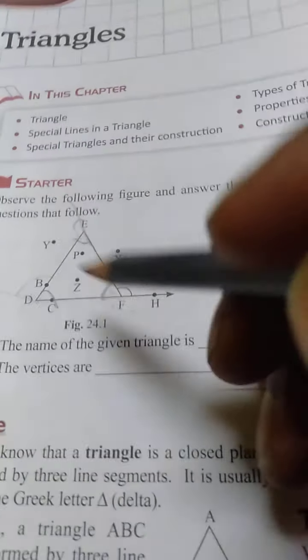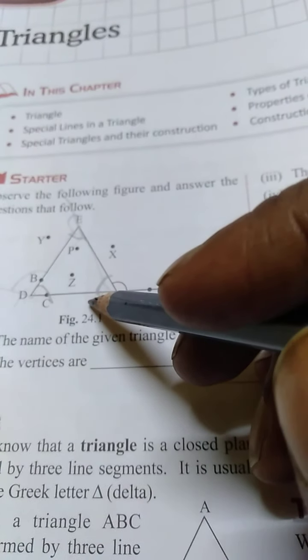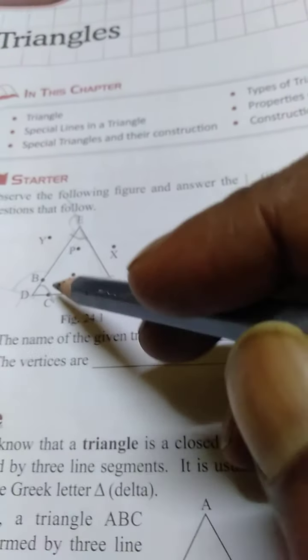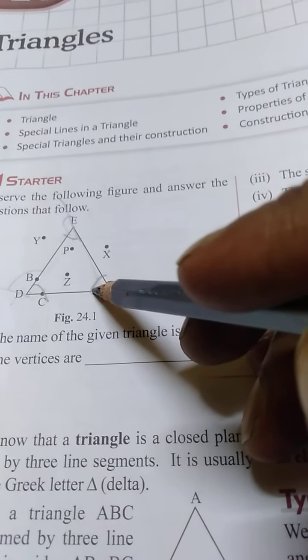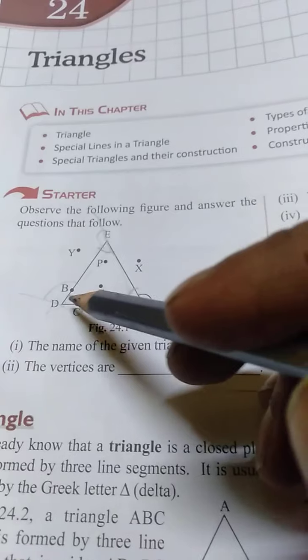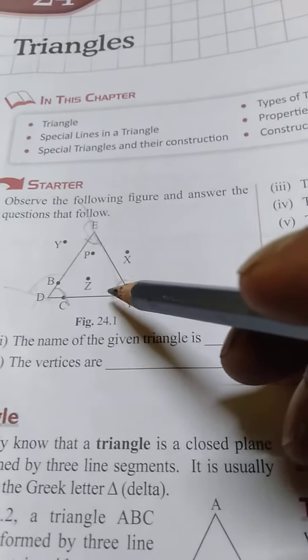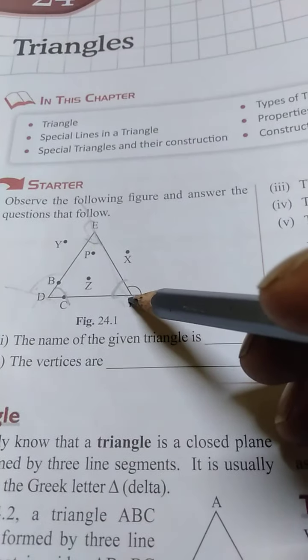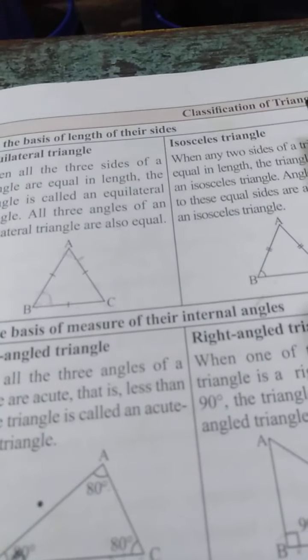So what is the property? Sum of three interior angles is 180 degrees. That is called the angle sum property. And sum of three exterior angles is 360 degrees. Sum of three exterior angles is how much? 360 degrees.